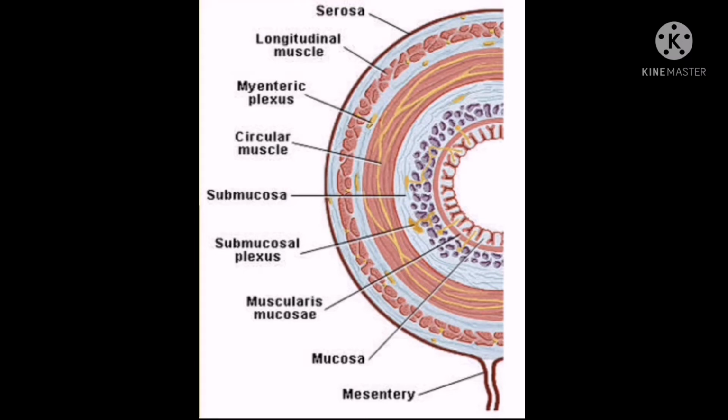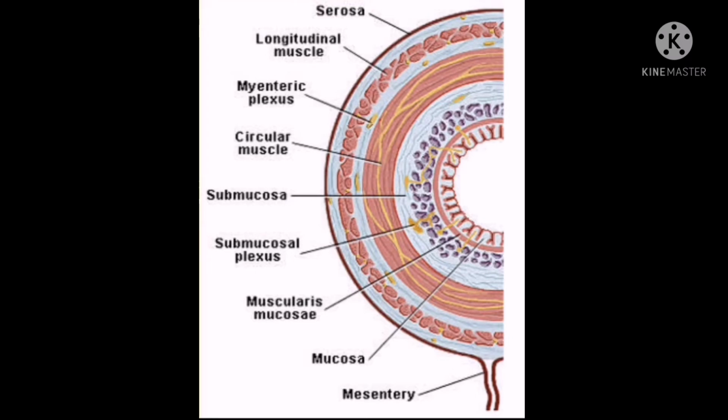The motor functions of the gut are performed by the smooth muscle, and you need to know about two nerve plexuses. So the submucosal plexus present in the submucosa and the myenteric plexus between the inner circular and the outer longitudinal layers of the smooth muscle, and these two plexuses make up the enteric nervous system.